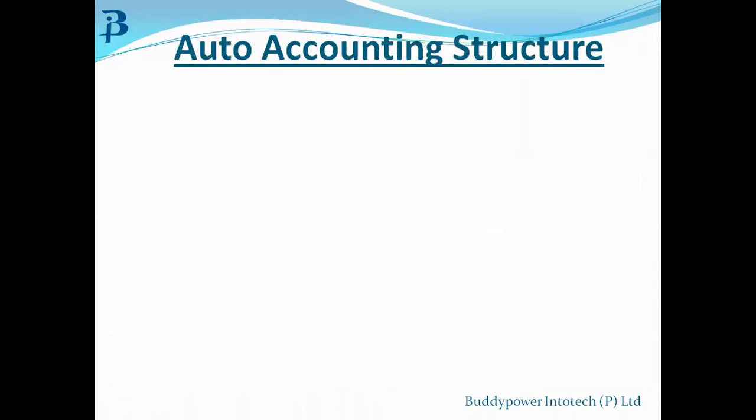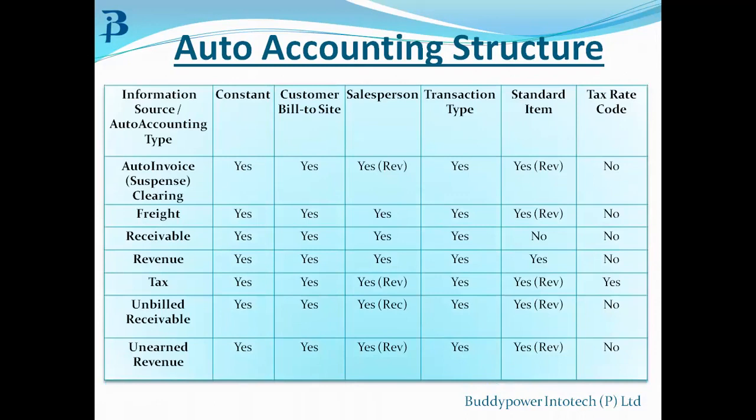So moving ahead, we'll go into the auto accounting structure. So, what is auto accounting? Auto accounting is a powerful, flexible, and time-saving feature that automatically creates your general ledger accounting flex fields. You can set up auto accounting to create accounting flex fields. These accounting flex fields are your general ledger, so remember that. You can actually create accounting flex fields that meet your business needs.